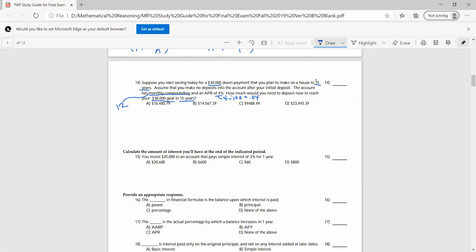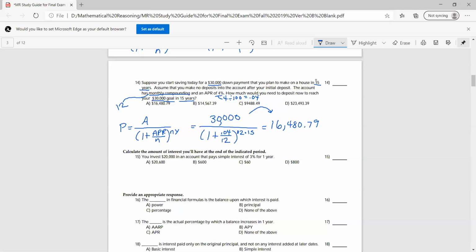Okay, so you're going to want to use that same formula that we had before on problem number 13. And to fill in the blanks here, we would have 30,000 divided by 1 plus 0.04 for APR. It's happening monthly, so 12 times a year. And then it's happening monthly for 15 years. Okay, that's going to come up to $16,480.79.